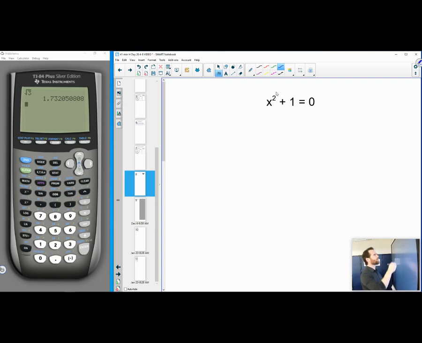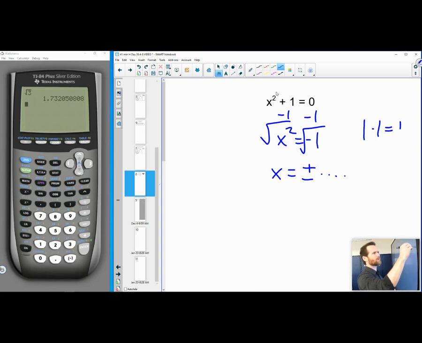Let's solve here. We've got to get x by itself, so we take away 1. Then we get x squared equals negative 1. And then to get rid of that power of 2, we take the square root of both sides. So we get x is going to be equal to plus or minus the square root of negative 1. And then we're sort of stuck, because the square root of negative 1, we cannot do that. It's not going to be 1, because 1 times 1 equals positive 1. And it's not going to be negative 1, because negative 1 times negative 1 gives us positive 1 again.